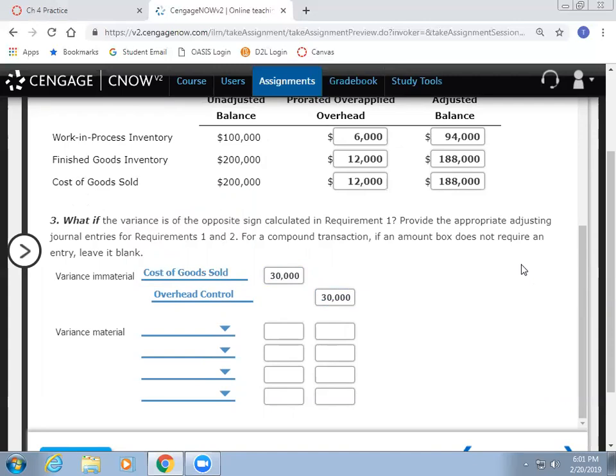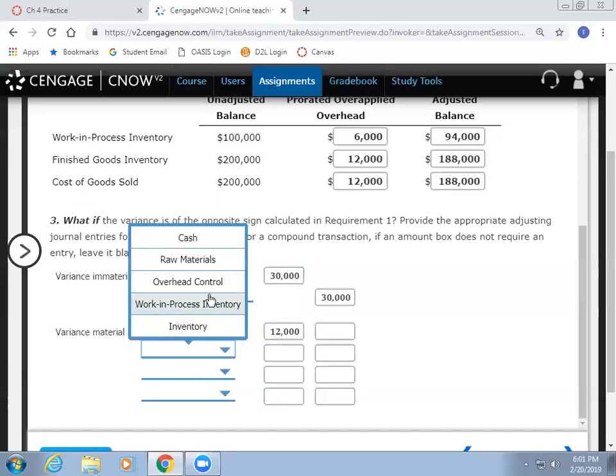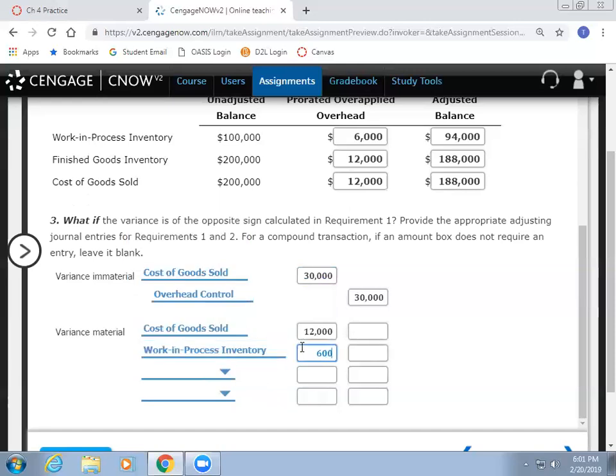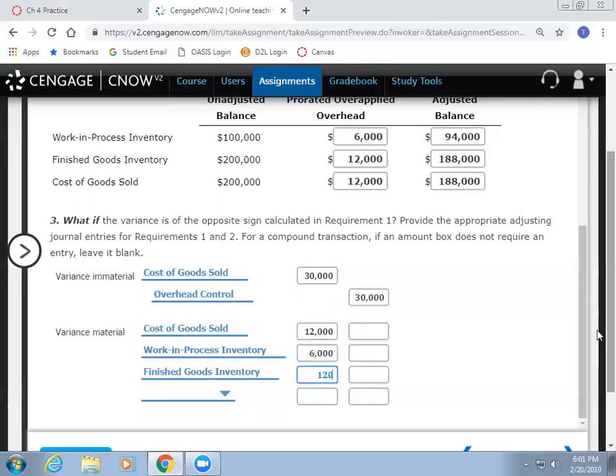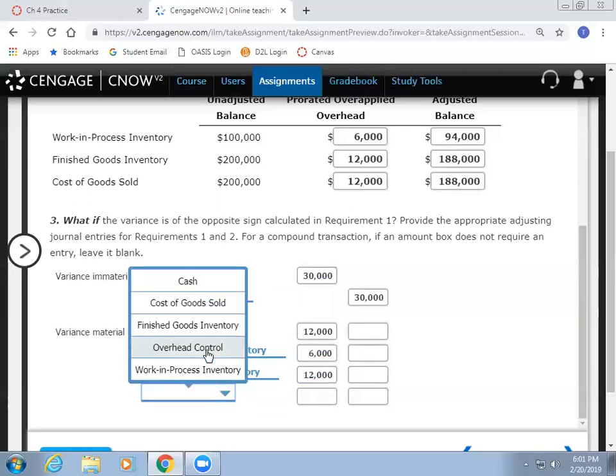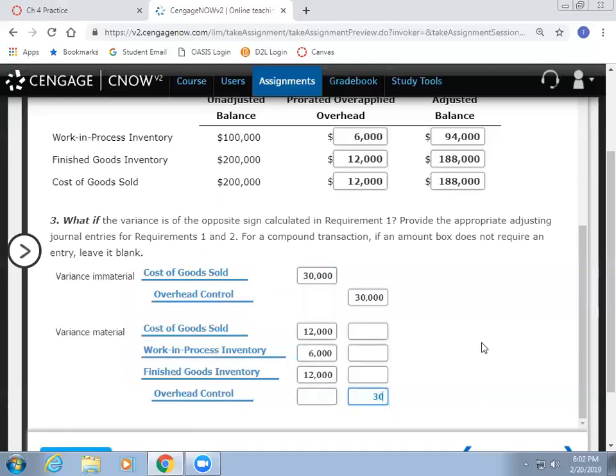And then same with your variance if it was a material variance. Immaterial, you just charge it to cost of goods sold. If it's material, you would do the same thing that we just did. So here, cost of goods sold would get debited 12,000. Work in process would get debited 6,000. Finished goods debited 12,000. And then your overhead control is still credited the 30,000.